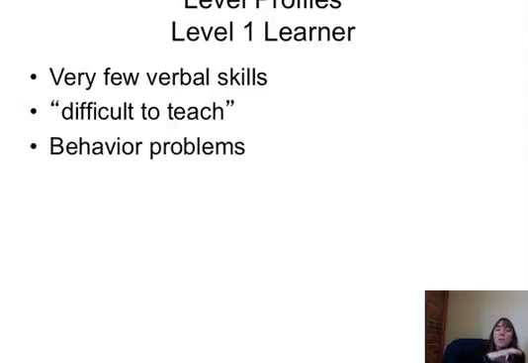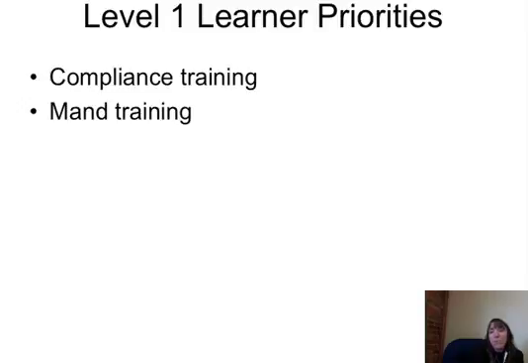So if we have somebody who's mostly a level 1, they talked about level profiles, a level 1 learner has very few verbal skills, difficult to teach, behavior problems. Compliance training and mand training. And by compliance training, they mean not the traditional drill sergeant kind of compliance training, but more pairing, building approach behaviors, building ourselves as agents of reinforcement, and focusing on the response class of manding.